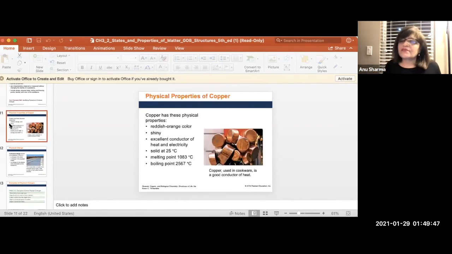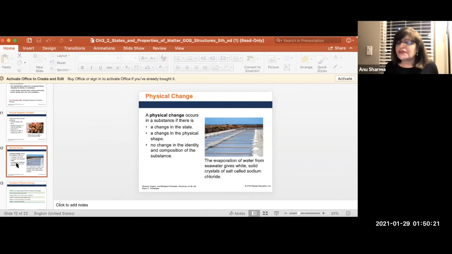Here is an example of the physical properties of copper. The color of copper is brownish and shiny. It's an excellent conductor of heat and electricity. It is solid. It melts at 1083 degrees Celsius, going from a solid state to a liquid state. Then it boils at 2567 degrees Celsius, going from a liquid state to a gaseous state. That is how we define something from a physical perspective.